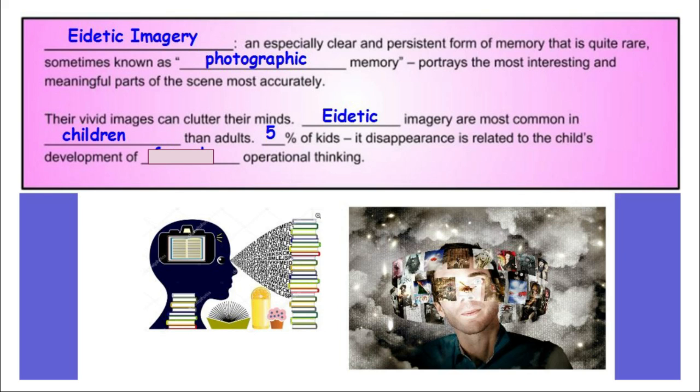And that might consist of being able to maybe memorize a book that a parent has read once or twice and just know what it says. This typically disappears by the time a child has reached formal operations. In other words, as soon as they're starting to do some abstract reasoning, this ability to have that photographic memory is gone.